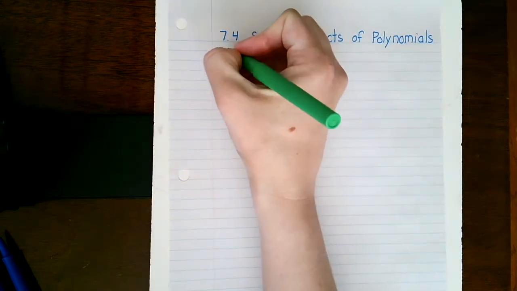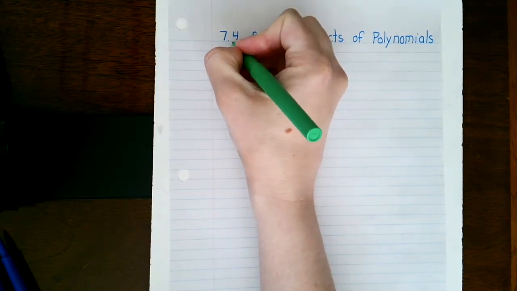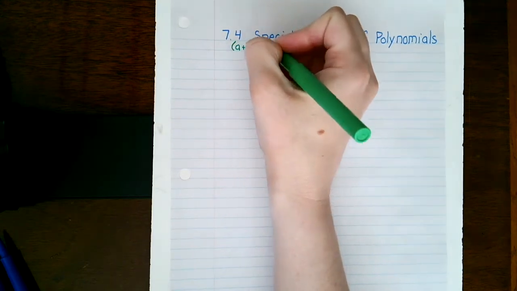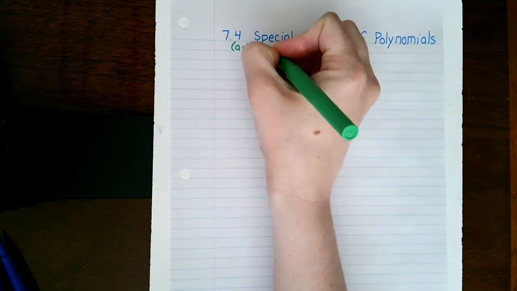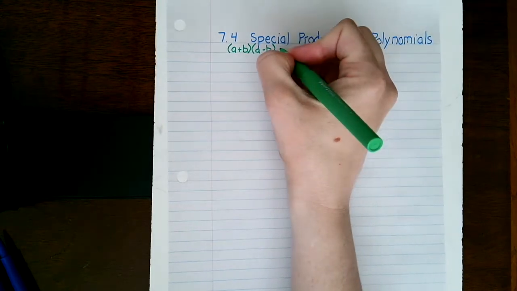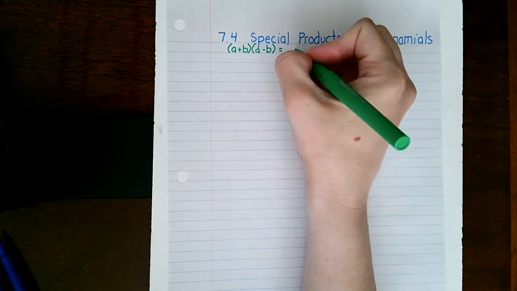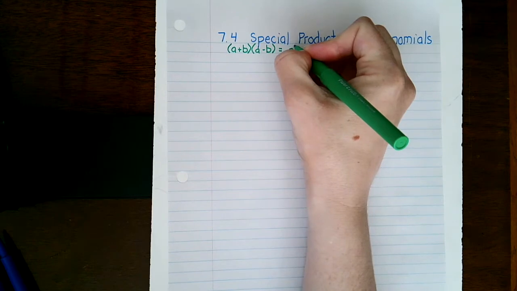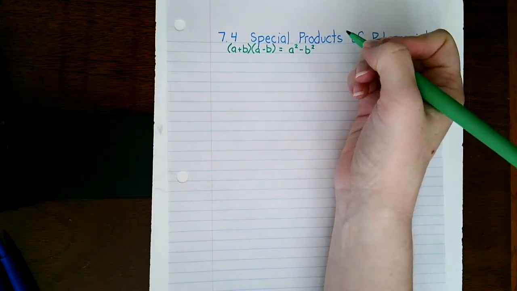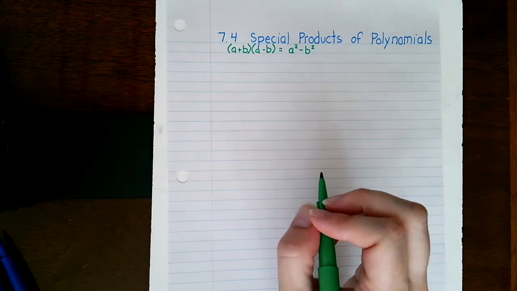The first kind we're going to look at has this pattern of A plus B times A minus B. If you see two binomials that have this pattern, your answer is always going to be A squared minus B squared. And we're going to go ahead and show why that's true.